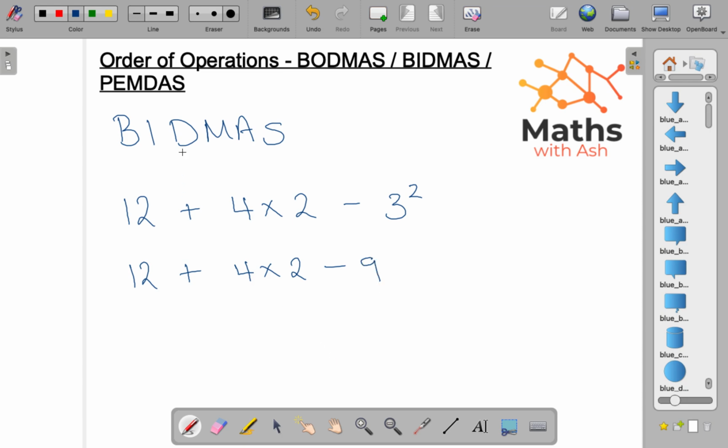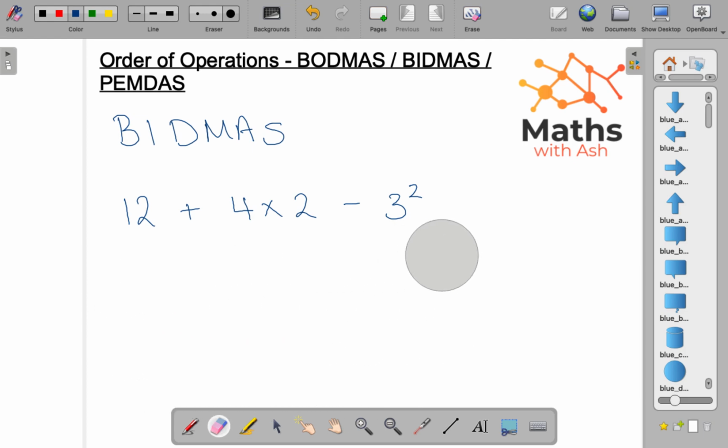D, any divisions? No. M, any multiplications? Yes. 4 times 2. So we're going to do that one first. So 12 plus 4 times 2, which is 8, minus 9. Any additions? Yes. 12 plus 8. So we do 12 plus 8, which is 20, take away 9. Next step, subtraction. 20 minus 9, and that gives us 11. So that's the first example.